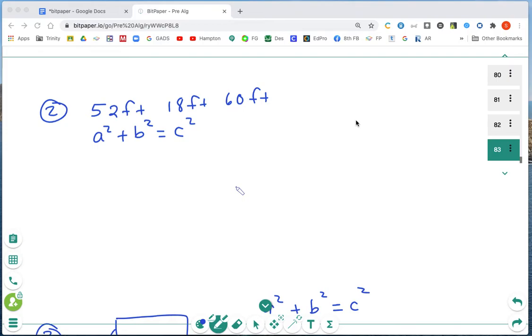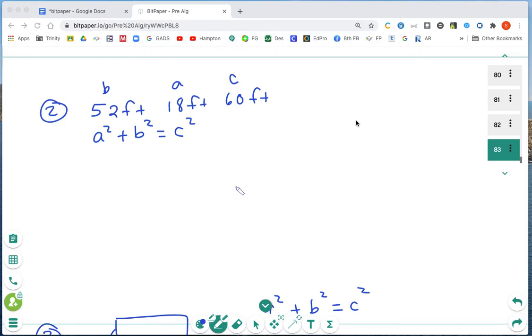The next problem that we have gives us 3 measurements of a right triangle, and we're going to see if this is actually the measurements of a right triangle. So the first thing that we're going to do is label our parts. So our largest side is going to be C, our smallest side is going to be A, and the medium side is going to be B.